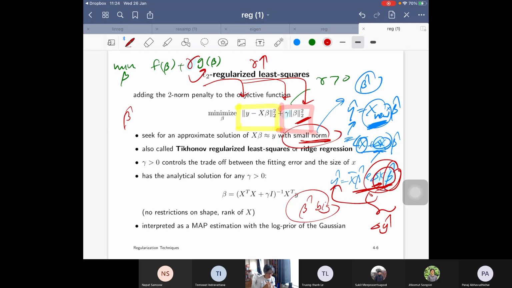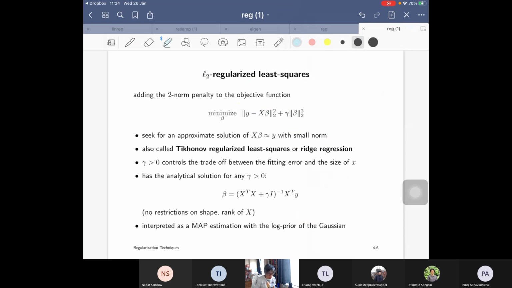Okay, so this is the motivation of why we have a small norm in the regression coefficients. The L2 regularization just picks the choice of two-norm to measure the length, the size, the magnitude of the regression coefficient. This regularization technique has a name. It's called ridge regression or Tikhonov regularized least squares. And the role of gamma here is to control a trade-off between fitting error and the size of beta.